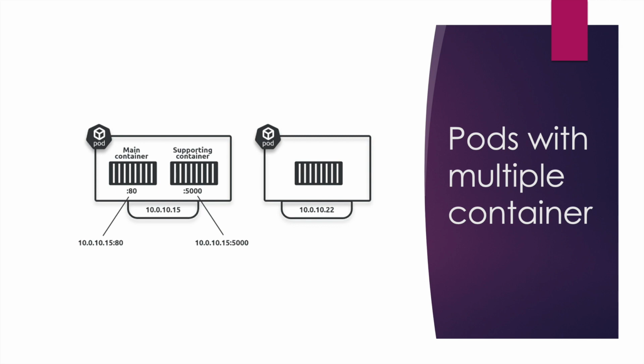A pod can have multiple containers. This is the IP address of the pod, and these containers can communicate with each other using the IP and the port that they are listening on.